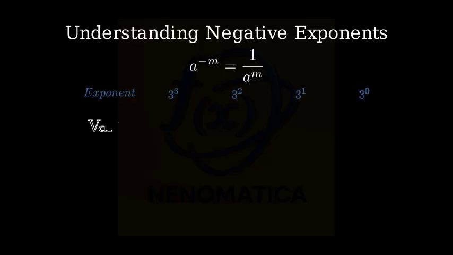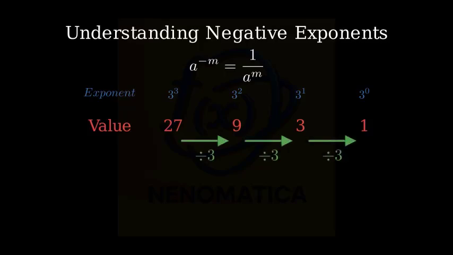Let's understand this with a simple example using the number 3. We'll create a table showing different powers of 3 and observe the pattern. Do you notice the pattern? As we decrease the exponent by 1, we divide the result by 3. Going from 3 cubed to 3 squared, we divide by 3. 27 divided by 3 equals 9.